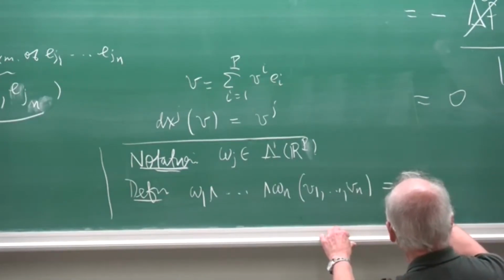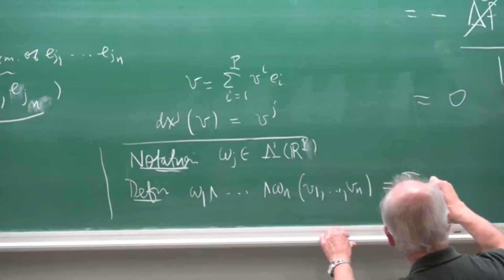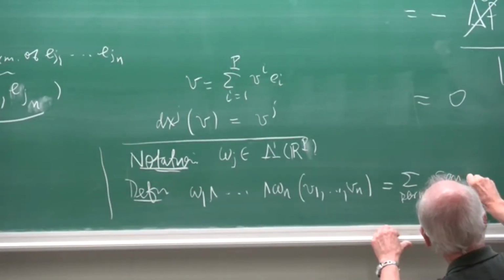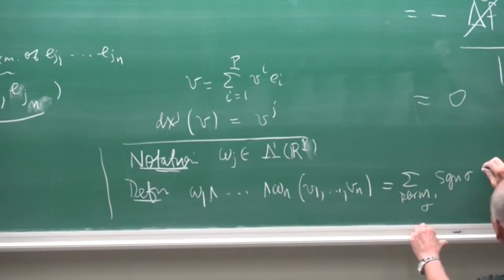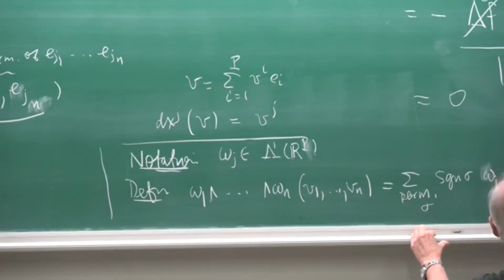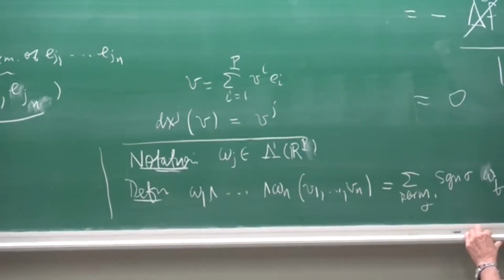Well, I want that to be the sum over permutations sigma of sign of sigma times omega j sigma 1 of v1, times, etcetera, these are products, up to omega j sigma n of vn. So again, we're permuting the indices.